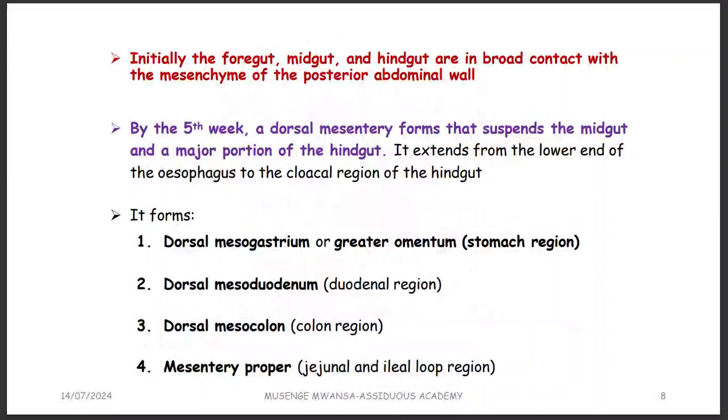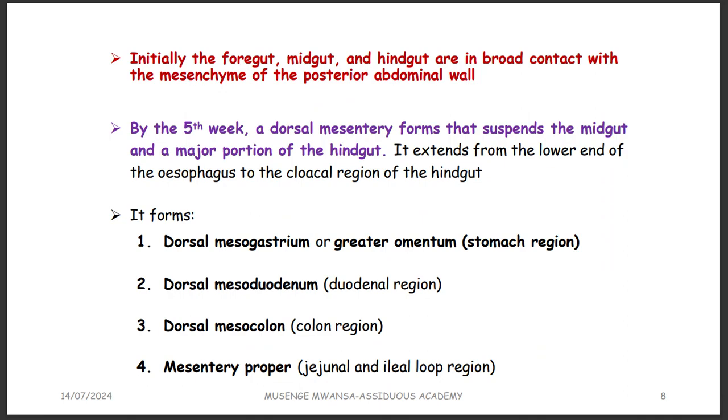So initially, the foregut, the midgut, and the hindgut are in broad contact with the mesenchyme of the posterior abdominal wall. Okay, so this is basically the mesodermal tissue of the posterior abdominal wall, they are very much in close contact like that. And in the fifth week, the dorsal mesentery that suspends the midgut and the major portion of the hindgut is going to form.